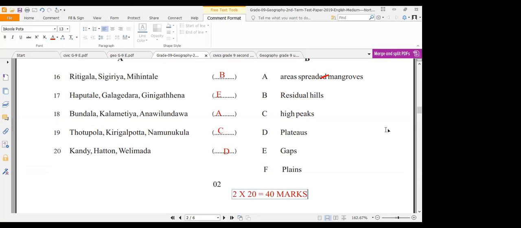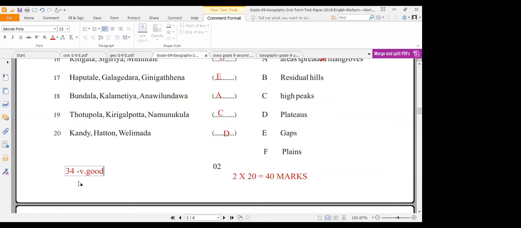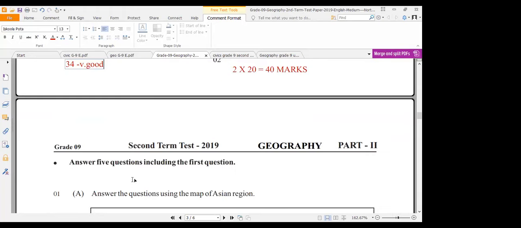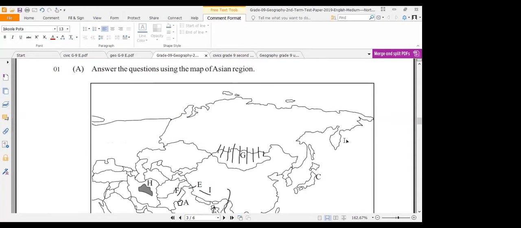Hiruka? 38. Okay, more than 34, very good. Right? Very good. More than 34. More than 28, good. 40 out of 40, excellent. Excellent. Right, next question.